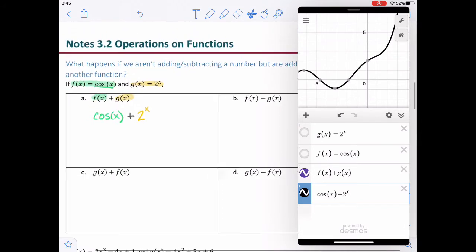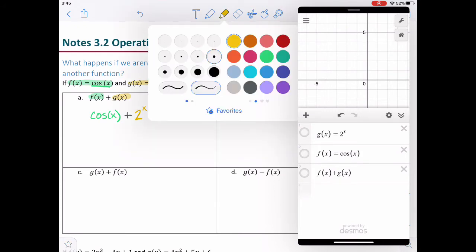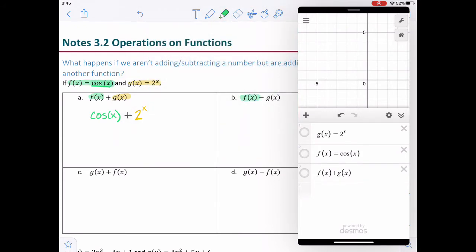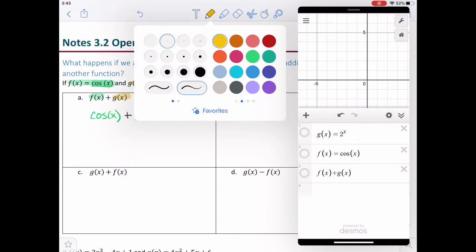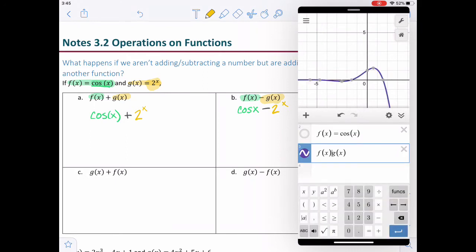So what if we want to subtract? All right, so we're going to do the same thing. When we see an f of x, we're going to put in cosine. So we have cosine x. Then we have a minus this time. Then we see g of x. Well, that really means 2 to the x. So we have 2 to the x. And so in Desmos, we can change this to a minus.